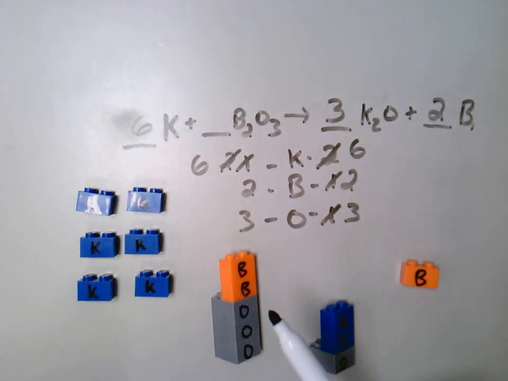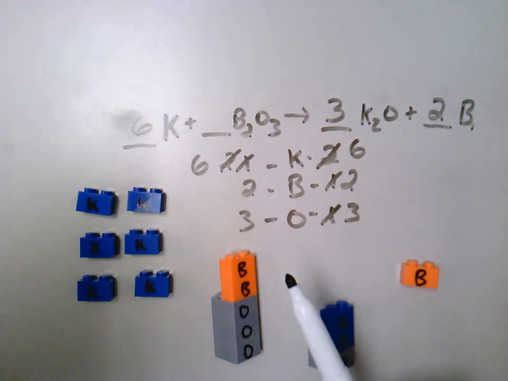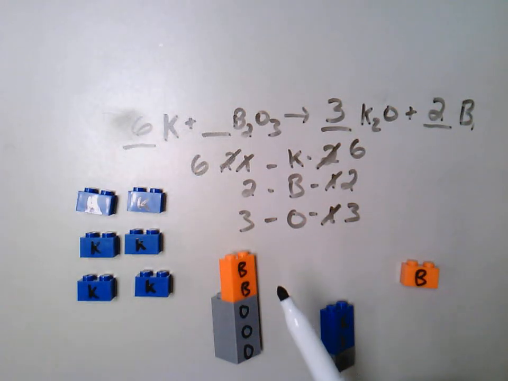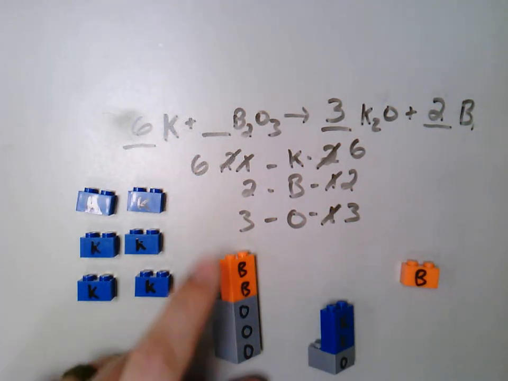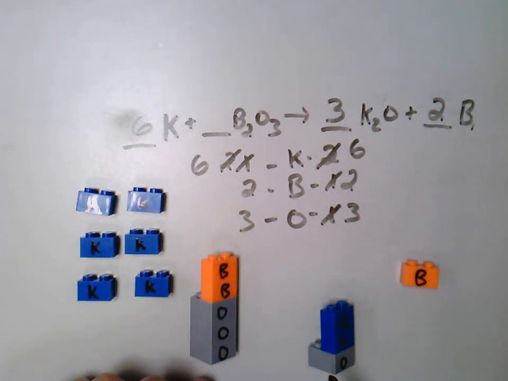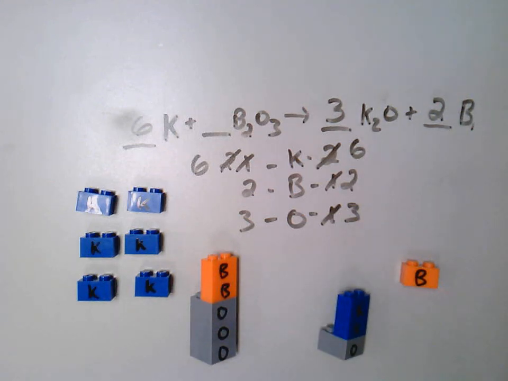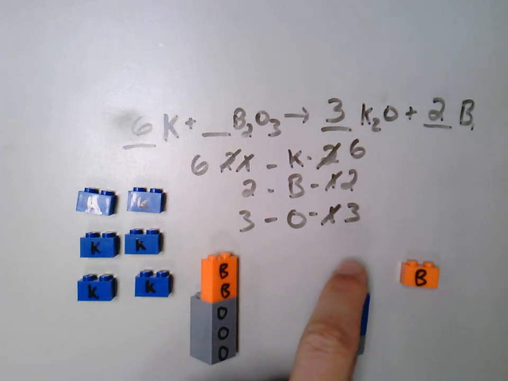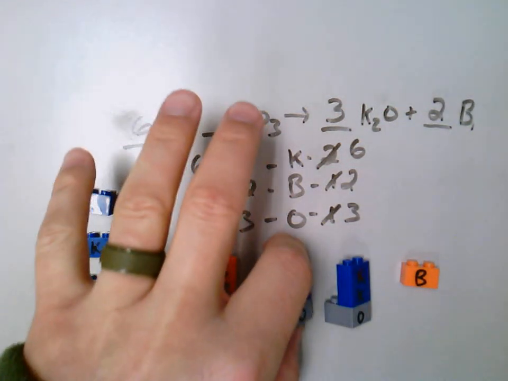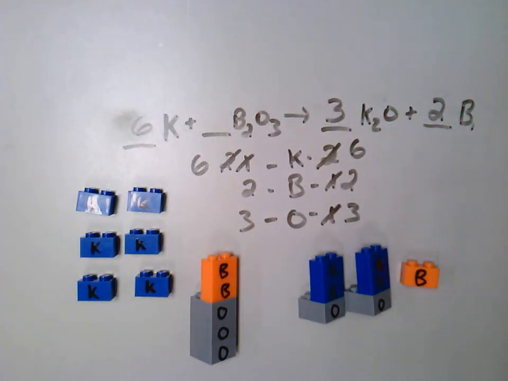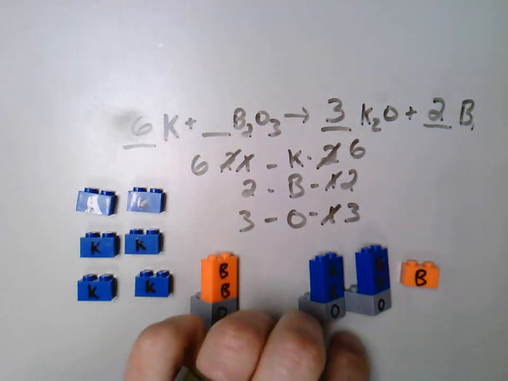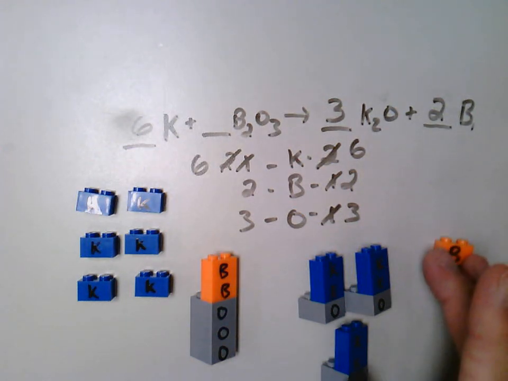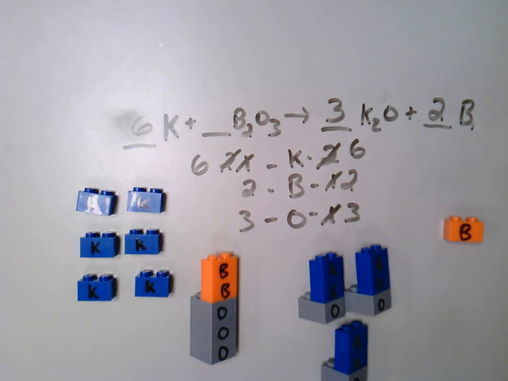So there's 6 K's. The glare is bad on that. There's 6 K's. There's 1 B2O3. We don't have to change anything for that. For K2O, we need 3 of them. So let's put 3 right here. There's 3 of them. And for B, there needs to be 2.